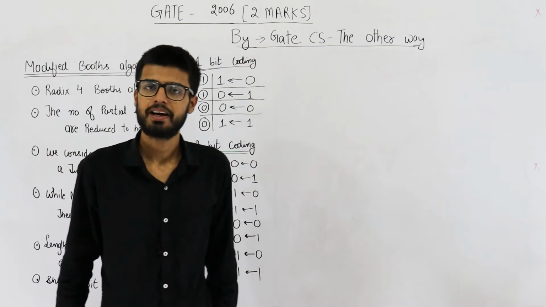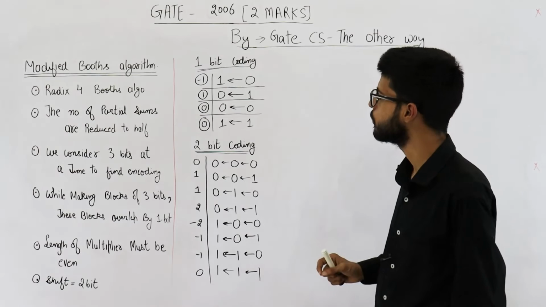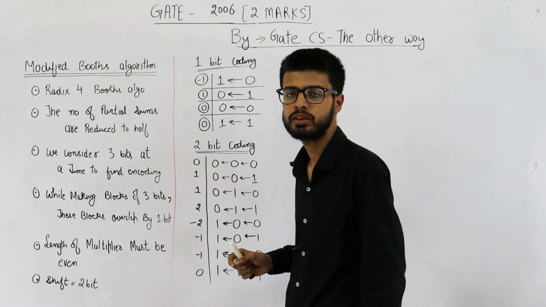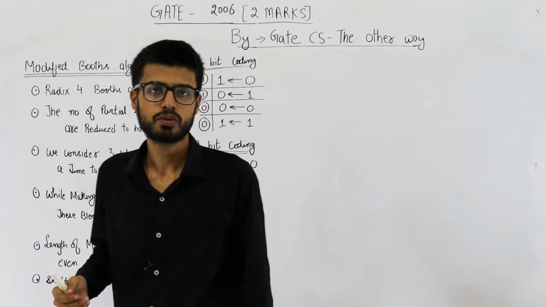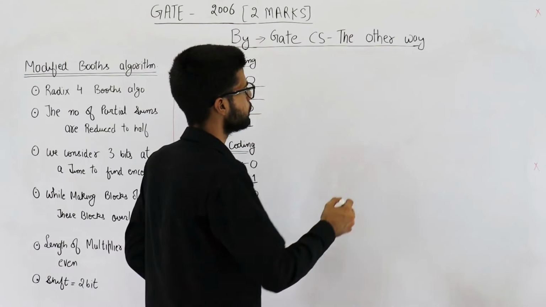Hello people, welcome back. The question is from GATE 2006 exam. It's for 2 marks. Before discussing this question, I'd like to discuss some basics for Booth's algorithm. Suppose you want to multiply two numbers.